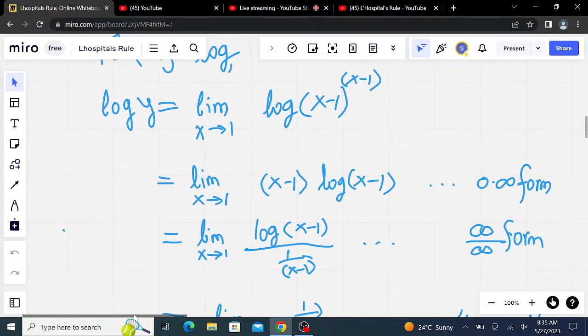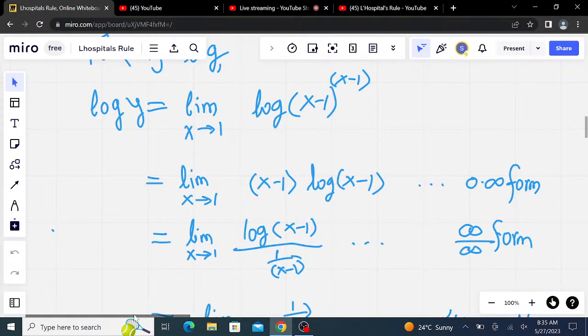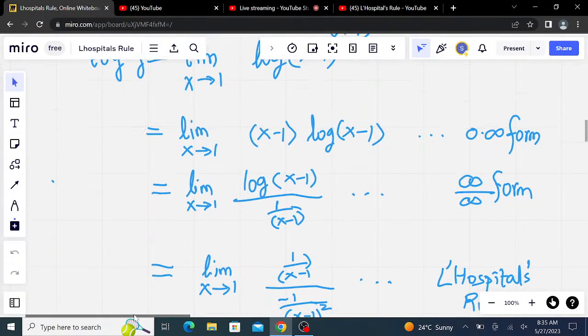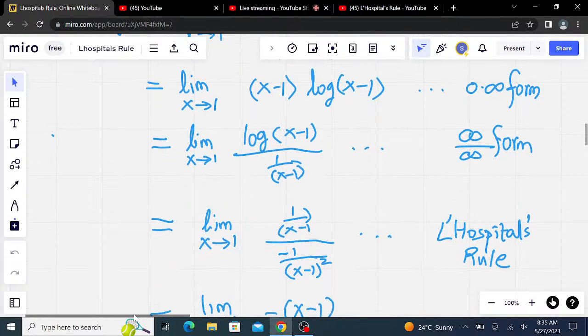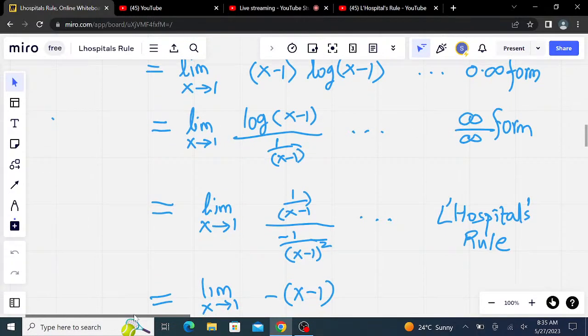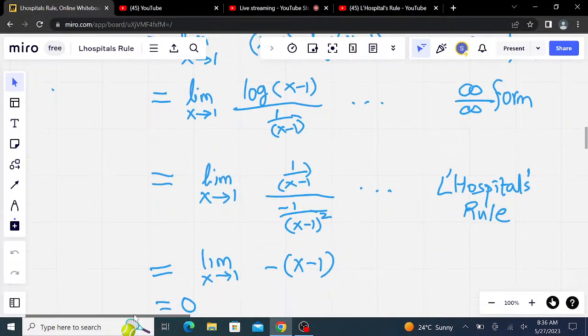Yes, you can watch it. This was the 0 into infinity form. Again on the same lines, we brought it to infinity upon infinity form. Now we applied L'Hopital's rule. Derivative of the logarithm is 1 upon the argument, the reciprocal, and derivative of 1 upon x minus 1 becomes minus 1 upon x minus 1 whole square. We haven't applied the limit yet; we are just applying L'Hopital's rule. After simplification, this quotient is nothing but minus of x minus 1.